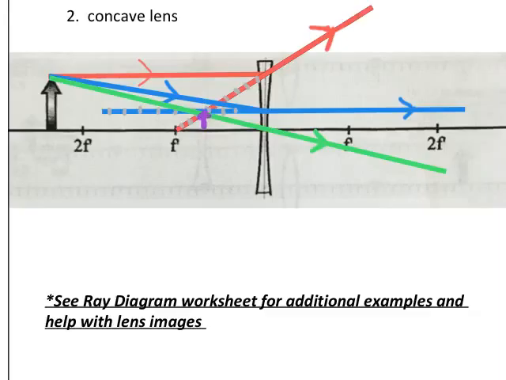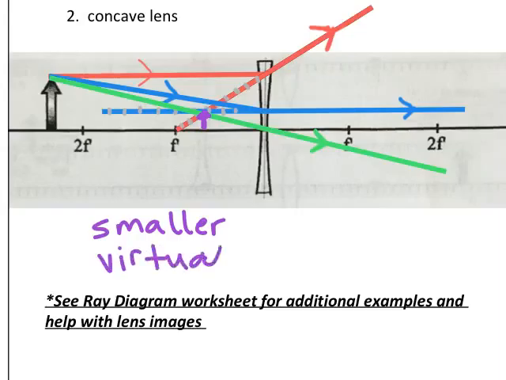This time you should be able to tell that the image is still smaller than the object we started with. However, we had to virtually extend some light rays, and then that green one helped us out to see, yes, that is in fact where they all cross. So this makes it a virtual image. Plus you can tell it's a virtual image because it's on this side of the lens. And then a virtual image is always upright. So in this case, you can see that that arrow does point upwards.